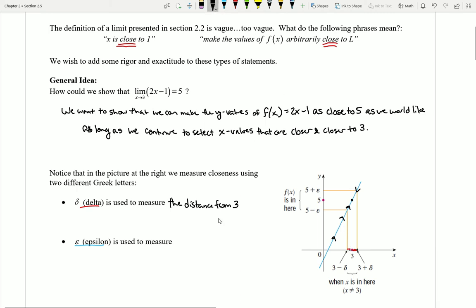Now epsilon is almost going to measure the same sort of thing, but just on a different axis. It's going to be measuring the distance from the limit value of 5. So epsilon is going to be measuring the distance from 5 down to some other y value, kind of like these blue segments here on the y-axis. So I can see that there are y values that are different distances away from 5. 6 is 1 unit away. 4 is 1 unit away, and that distance of 1 would be represented by an epsilon.